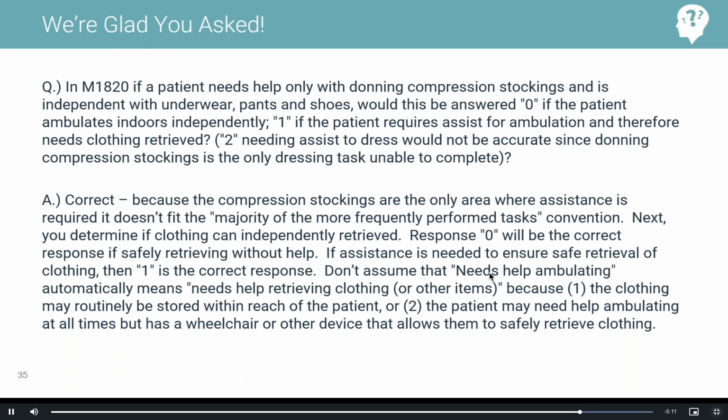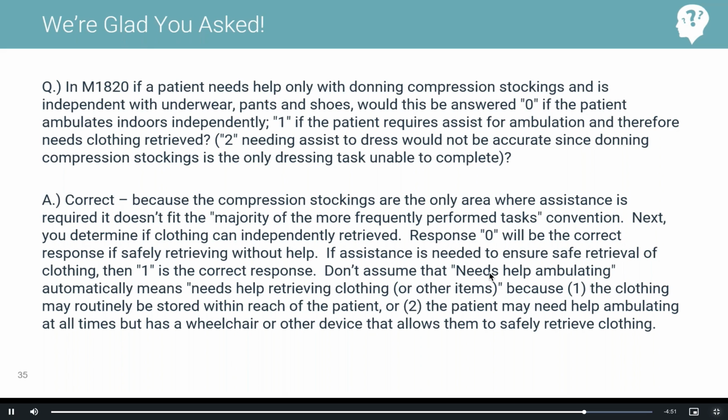I also could have a patient that needs help ambulating, but they also have a wheelchair and they wheel themselves over to the closet. They can get all their clothes. They keep it all in the lower rack. They keep all their clothes in the dresser in the lower drawers, and they can get things safely with their wheelchair. So they may not be able to ambulate. However, they can safely retrieve clothing independently.